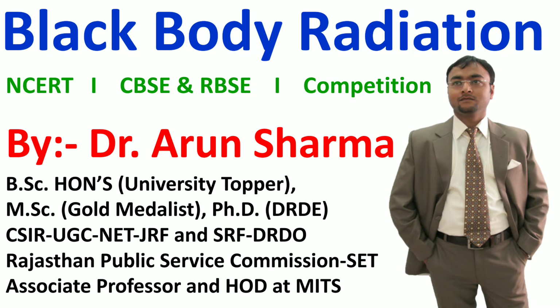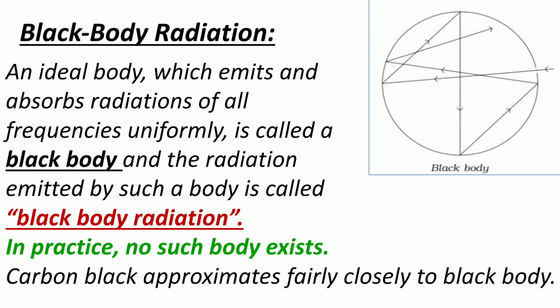What is black body radiation? An ideal body which emits and absorbs radiation of all frequencies uniformly is called a black body, and the radiation emitted by such a body is called black body radiation. In practice, no such body exists. Carbon black approximates fairly closely to a black body.